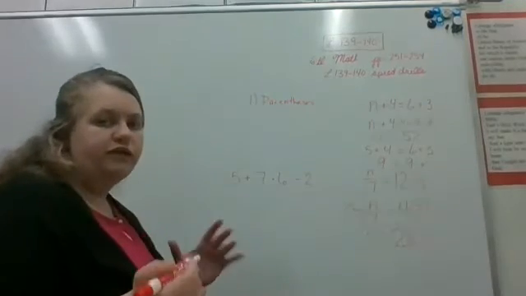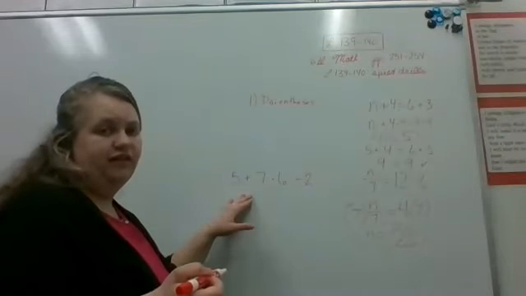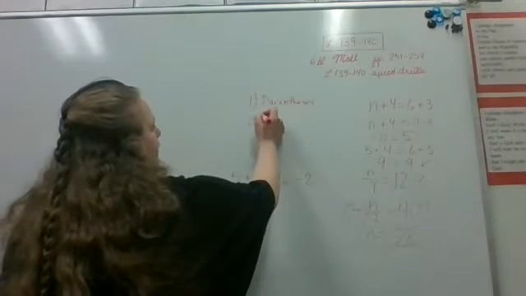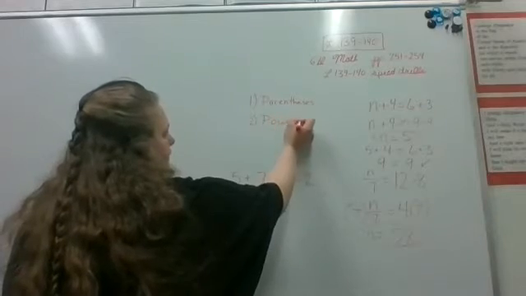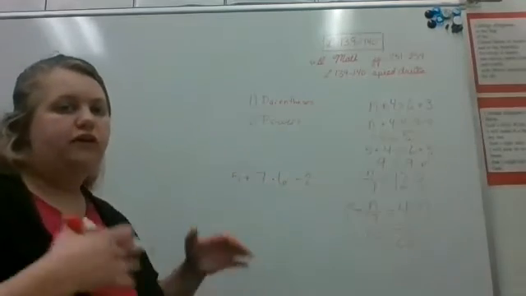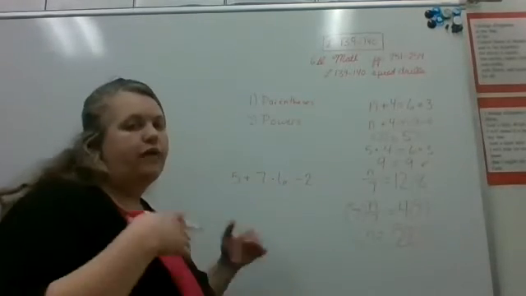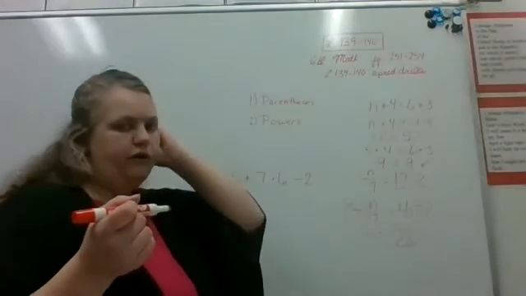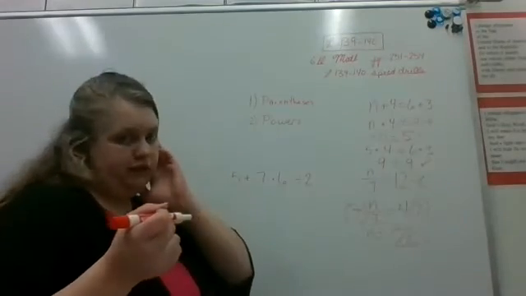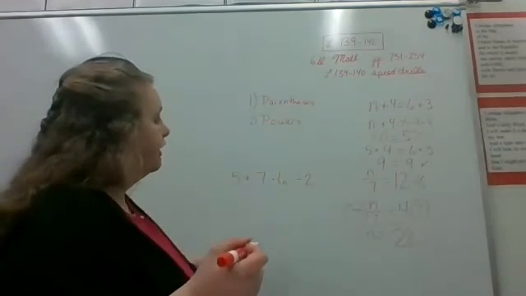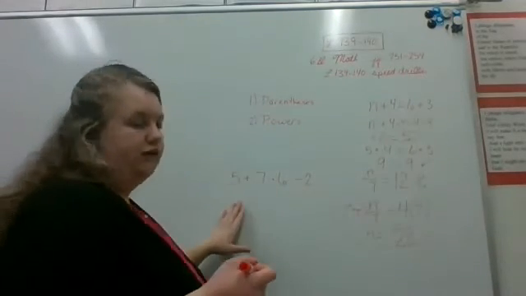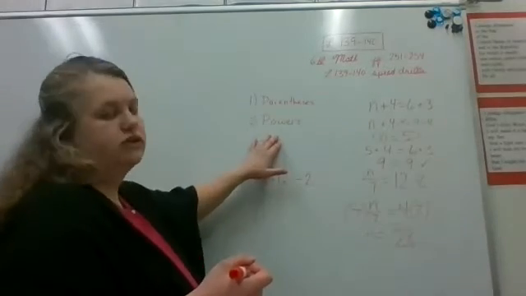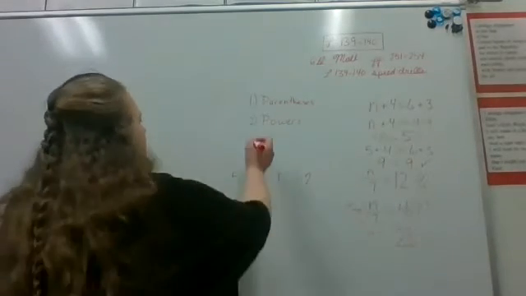Parentheses. We do parentheses first. Are there any parentheses here? No. Second thing is powers. That's squared, cubed, to the 4th power, to the 5th power. You could say to the 2nd power, to the 3rd power, but we also have cubed and squared that we use with that, okay? So powers, are there any powers in this here? 5 plus 7 times 6 divided by 2. Any powers? No, okay?